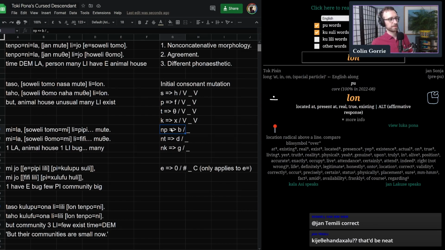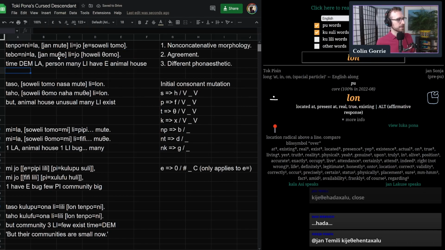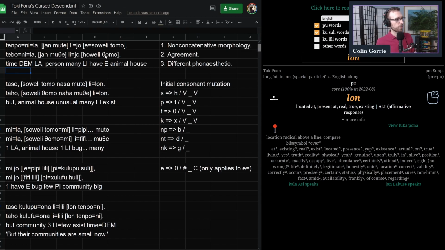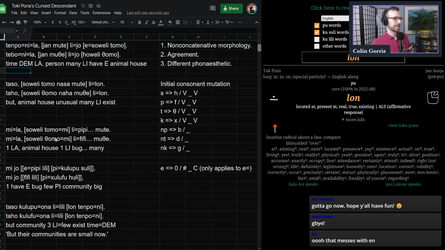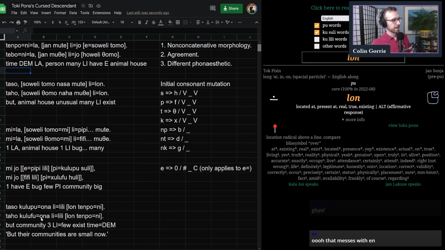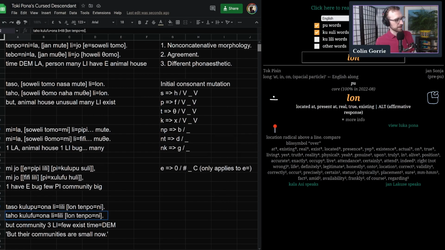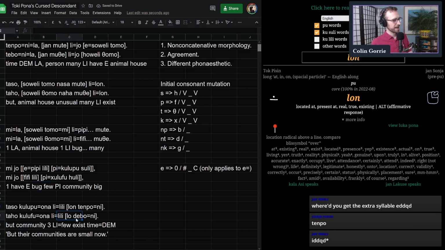And keep in mind that these do apply in the usual positions where we can get consonant mutation phenomena. So this will give us a second kind of mutation. So tenponila will turn into tebonila. Yan muthe liyo hoelithomo. Taho soelithomo nahamuthe lilon. Mila soelithomo mi li fifi muthe. Mio fifi lili pi hulufuhuli. No opportunities yet. Taho kulufuona li lili lon tempo. So this is going to become lo debo ni. Lo debo ni. Right, so we have mutation of tebo to debo after lo.